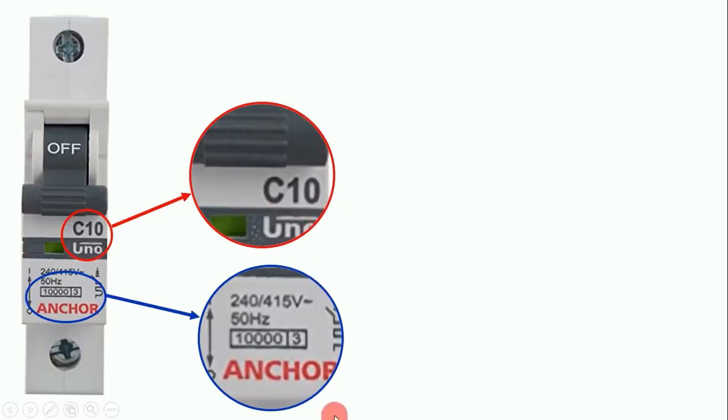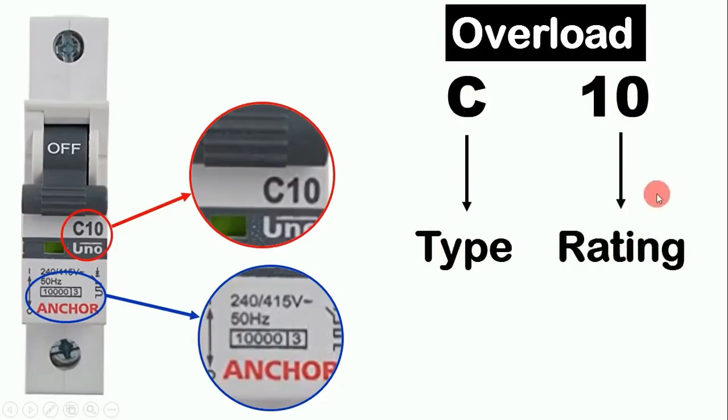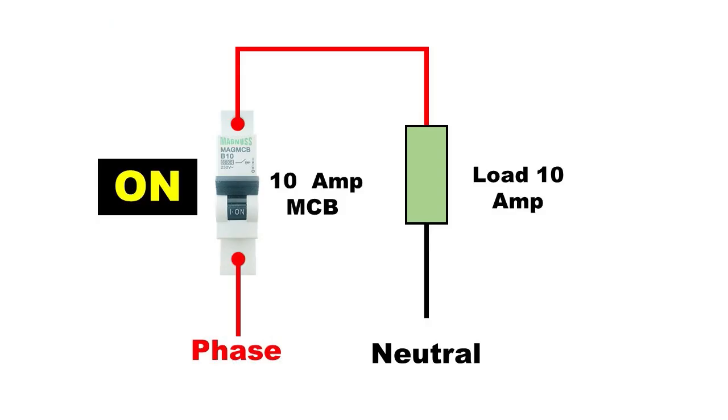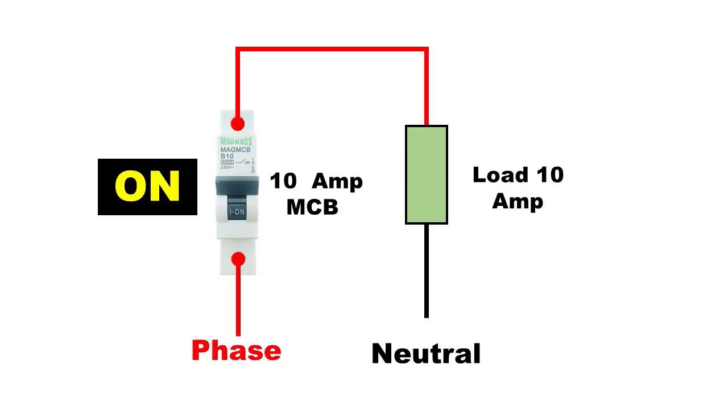Friends, as I told you, if C10 is written on the MCB, then it has two meanings. C means type and 10 means current, I mean rating. Friends, here 10 is written, so you know that this MCB can carry 10 ampere current. And when 11 ampere current starts flowing through this MCB, it will trip. This MCB trips on 10 ampere, but the bimetallic strip present inside the MCB needs some time to get warm. It means the moment 10 ampere current starts flowing through this MCB, it will not trip instantly. It needs time to trip.